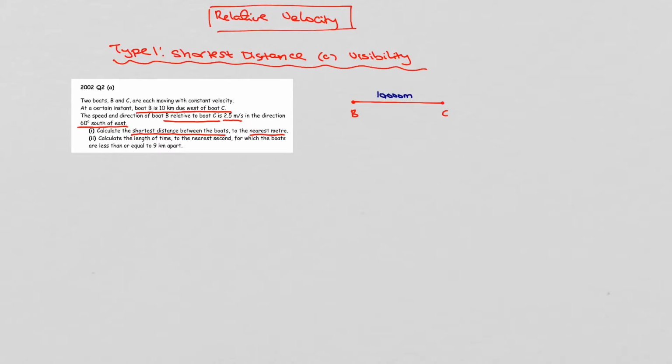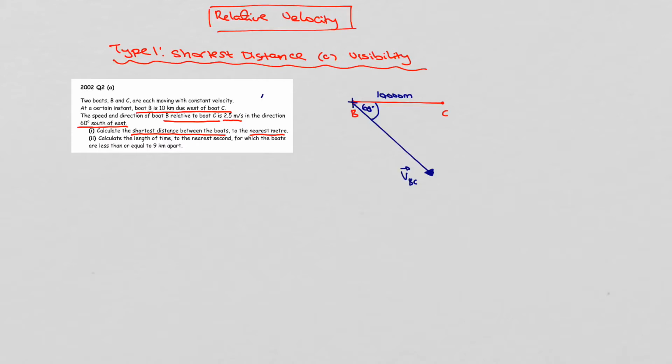And then we're going to put our mariner's compass at B, because then we're told that it's B relative to C and it's in a direction of 60 degrees south of east. So southeast, this direction here. So that's the velocity of B relative to C, and the angle then is 60 degrees.